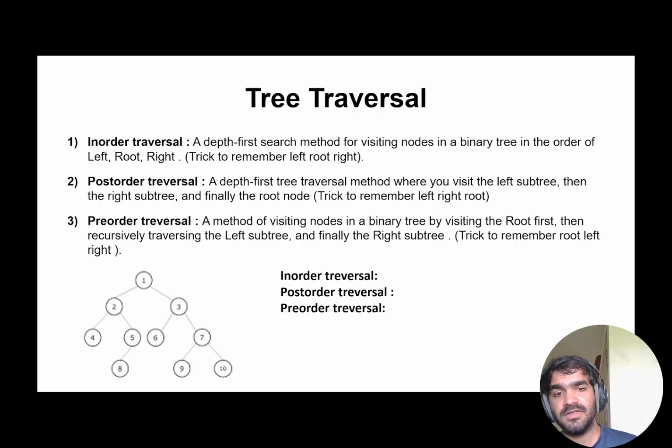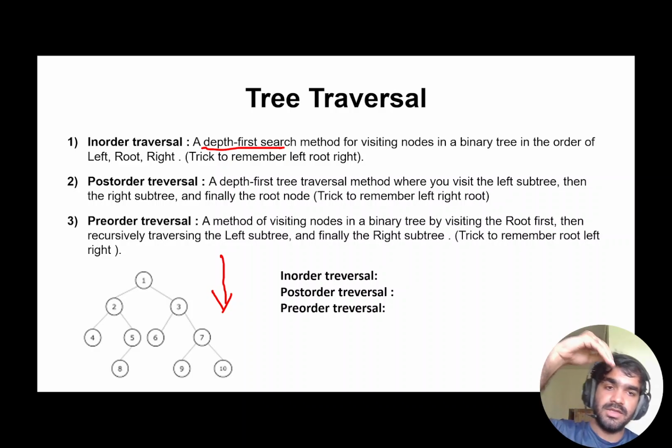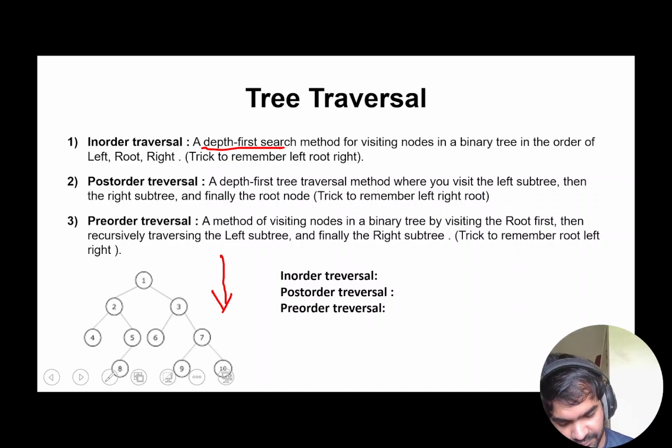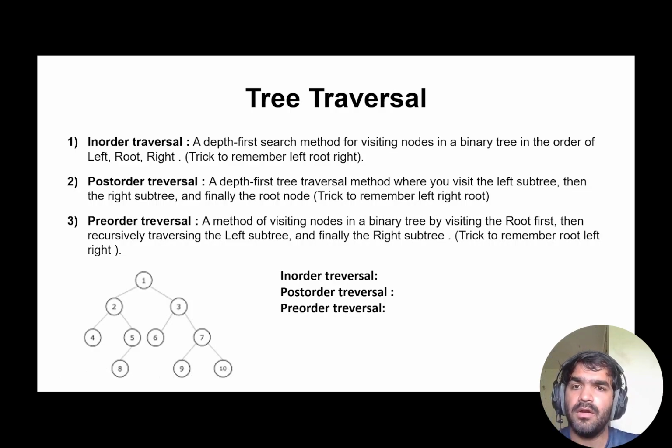So let's first come to an in-order traversal. In-order traversal is a depth first search. By depth first search, we mean we go from top to down. First we will go in the depth, then come up. It is a depth first search method for visiting nodes in a binary tree in order of left, root, right. To remember it, you can remember in order as left, root, right.